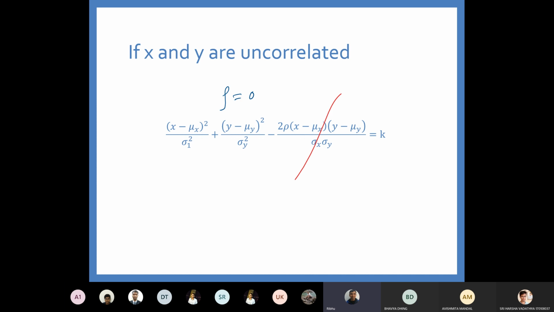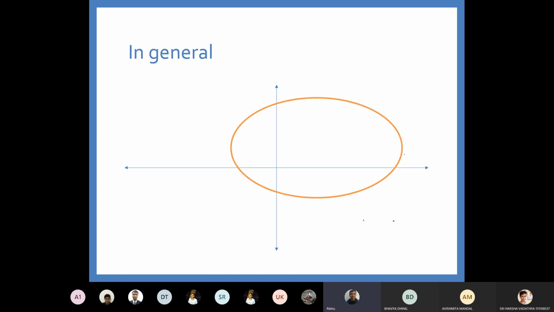It is an ellipse. I'll show you an ellipse in the next slide. But the question is, how does this ellipse change? Yes, exactly. The foci are now along the axis, and this is a lot more well-behaved ellipse as compared to the one we had earlier. Now let's go a step further.